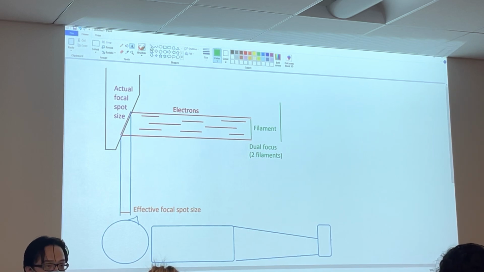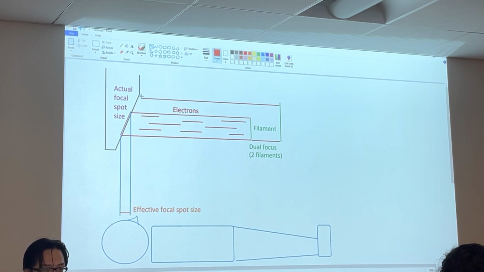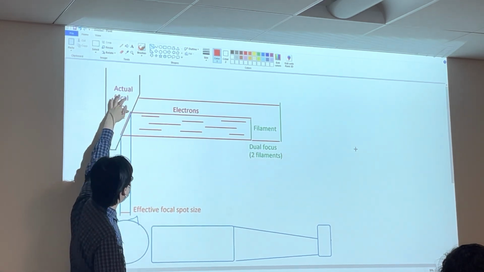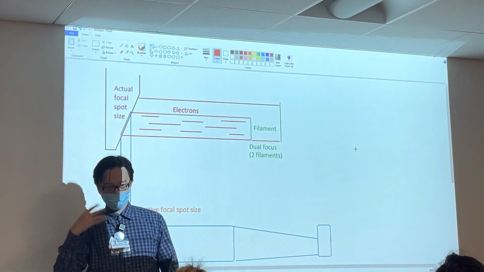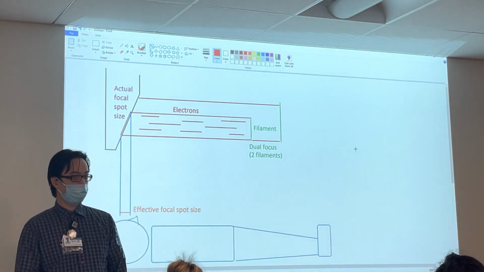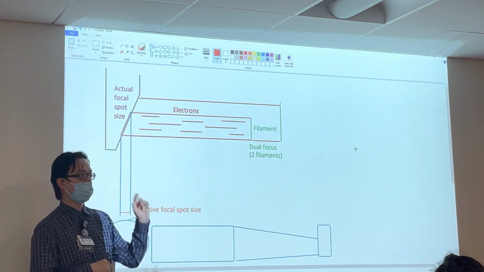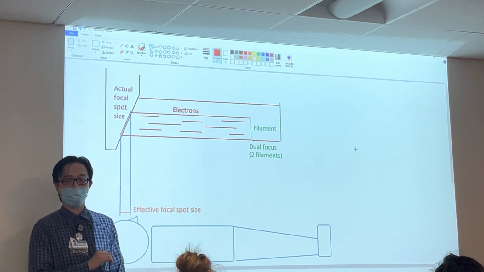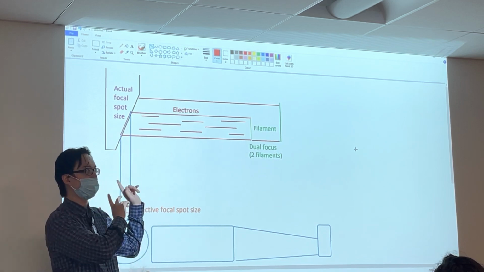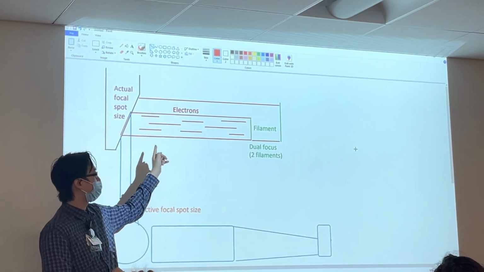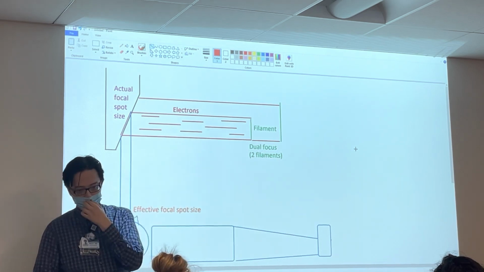So in the case of our dual focus, we would be exposing this much of the anode instead. We would do this entire thing rather than this small thing. So that's one way we can change our focal spot size. And in fact, that's the only way you can change the focal spot size on the fly. Patient comes in, you're like, all right, let's change the focal spot size. The only way you can change it at that moment is to change which filament you're using.